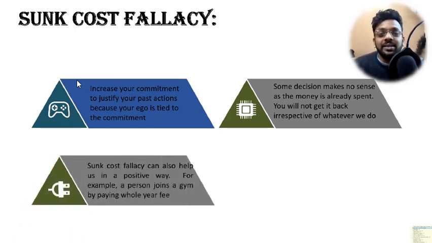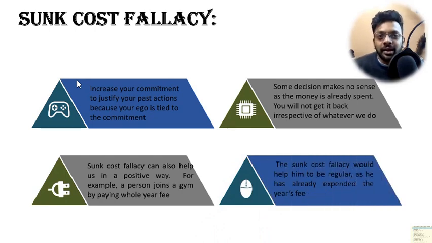This is exactly what the sunk cost fallacy is, and it can also help in a positive way. Earlier we took an example of the negative way, but it can also help us in a positive way. Example: a person joins a gym by paying the whole year's fee. Even if he might be a little lazy or irregular, the sunk cost fallacy would help him to be regular because he thinks he has already paid the whole year's fee to the gym, so it will be a loss, so he should go regularly. So sometimes it's really important to make a negative into a positive. So the sunk cost fallacy can also be used in a positive way.